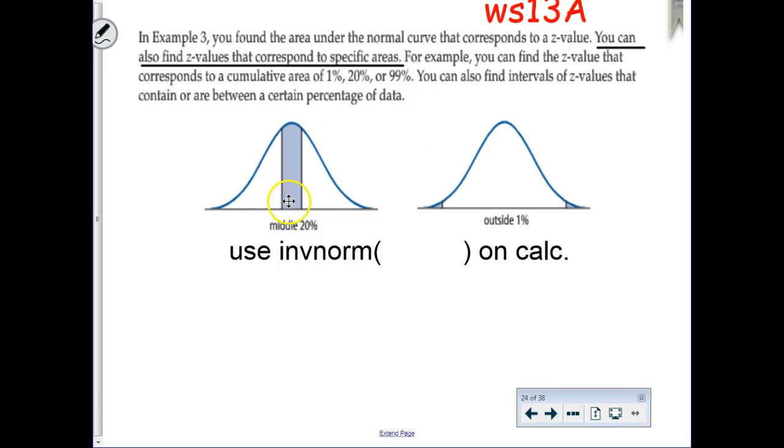What if I want to know the middle 20% of the data or the outside 1% of the data? That's important in stats because if they have a certain range of values that's acceptable, they want to know what two values we're looking at. Or if they are looking at the extreme grades on an SAT test, like who are the upper and lower 1%ers? Where does that cutoff begin?